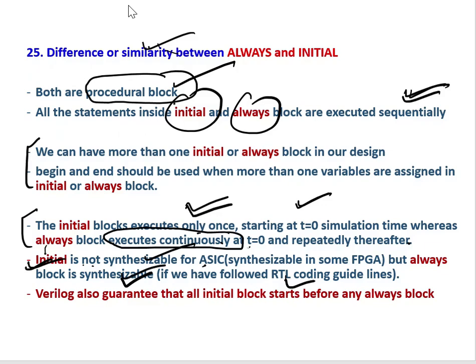These are few points. Like, we can have more than one initial or always block in our design. Begin and end should be used when more than one variable is assigned in initial or always block. Okay.